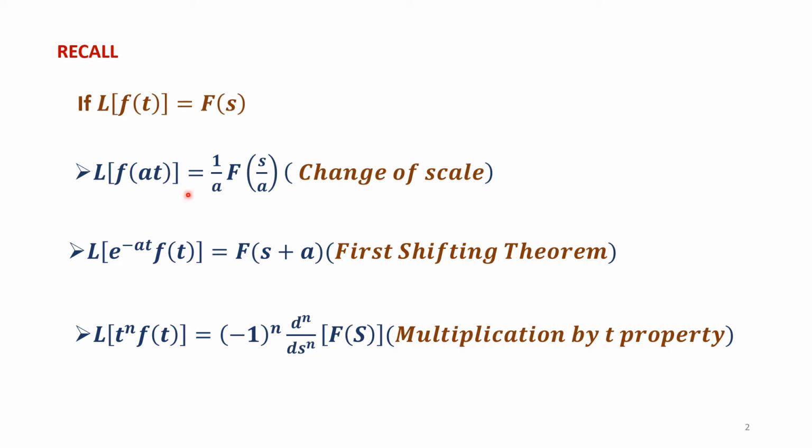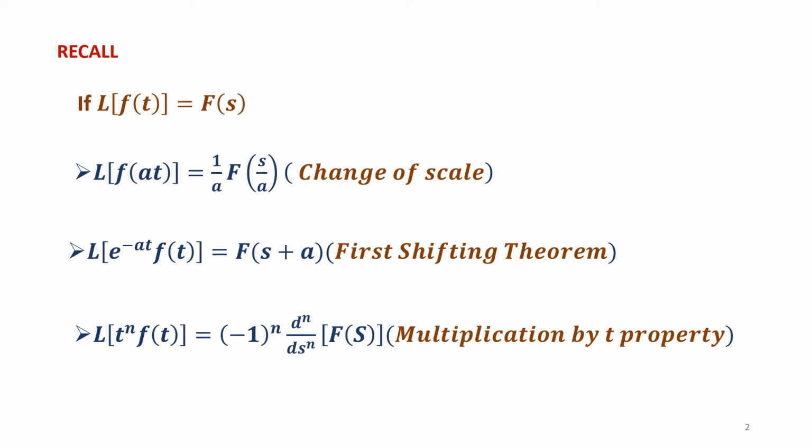So change of scale, t is replaced by at. First shifting theorem, f of t is multiplied by e raised to minus at, and to apply multiplication by t, f of t is multiplied by t raised to n. So we have seen three properties till now: change of scale, first shifting theorem, and multiplication by t property. So whenever we multiply a function by t raised to n, we are differentiating.